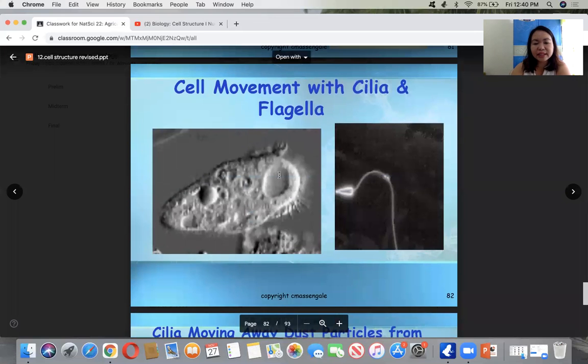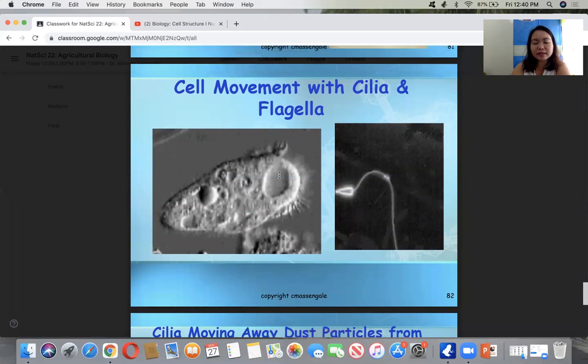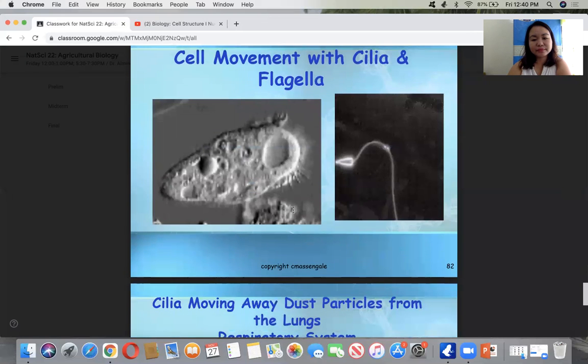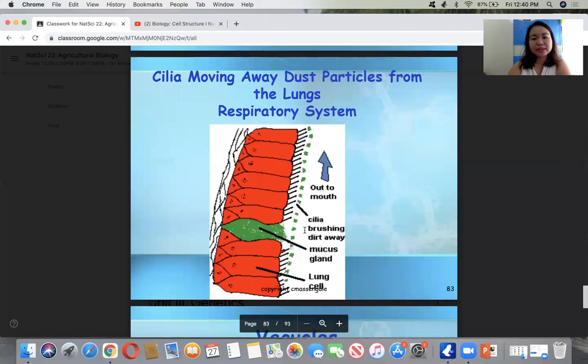So you can see here under the microscope the photo of cell movement with cilia and flagella. Cilia move dust particles away from the lungs in the respiratory system of a human.